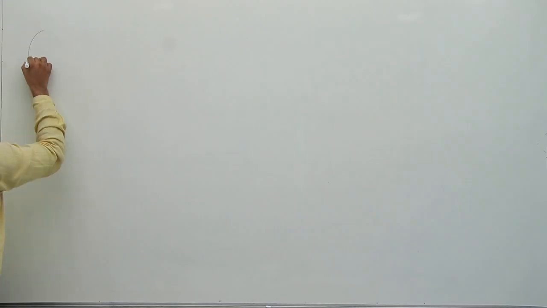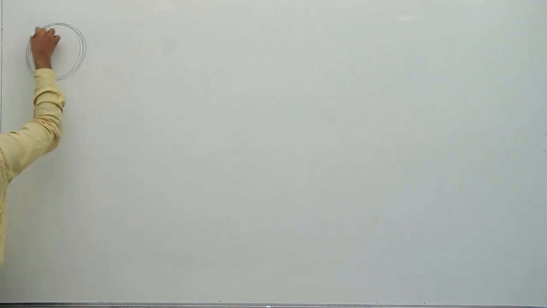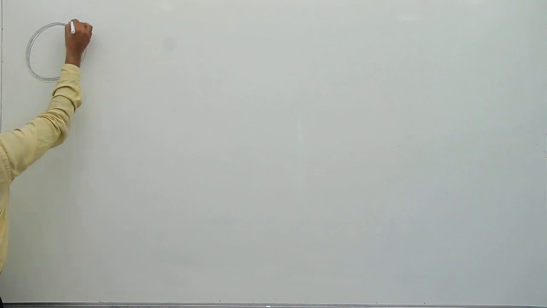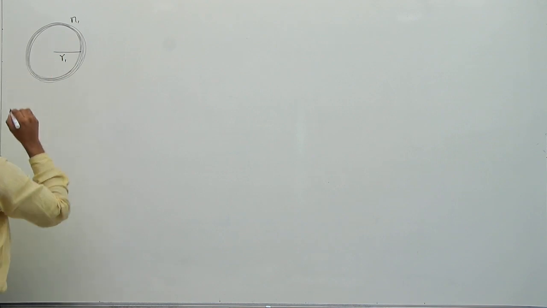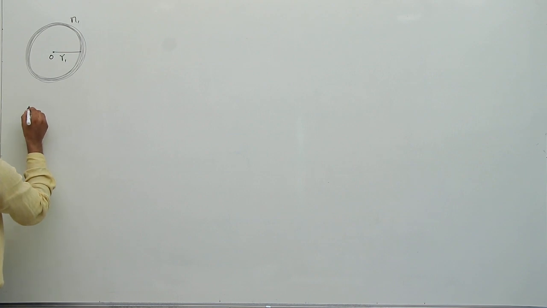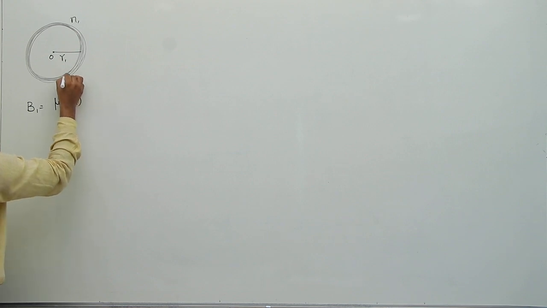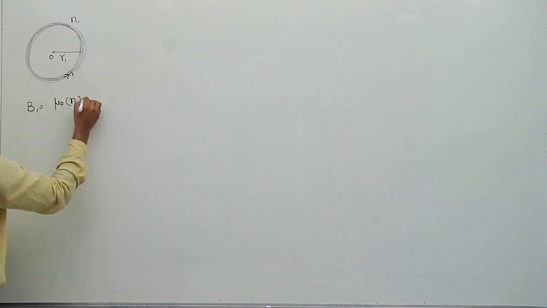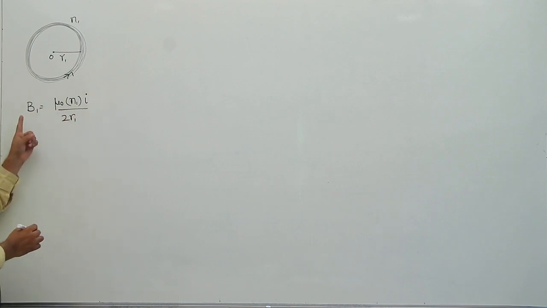Take a coil having radius r and having number of turns n here. So let me take this as n1 and the radius of this coil is r1. This is the center of the coil. What is the magnetic field B1, which is given by mu naught times the number of turns into the current flowing through this coil, I, by 2r1. This is the magnetic field at the center of the circular current carrying coil.